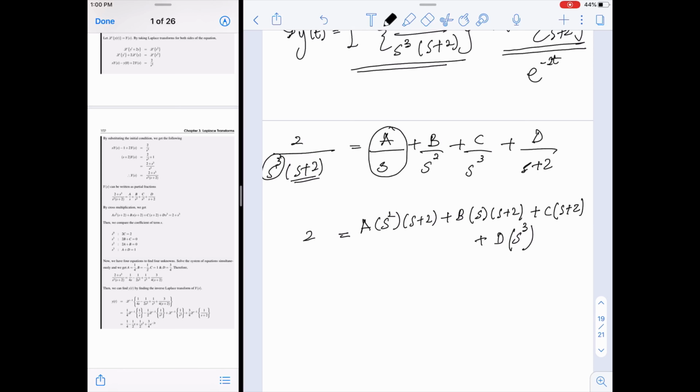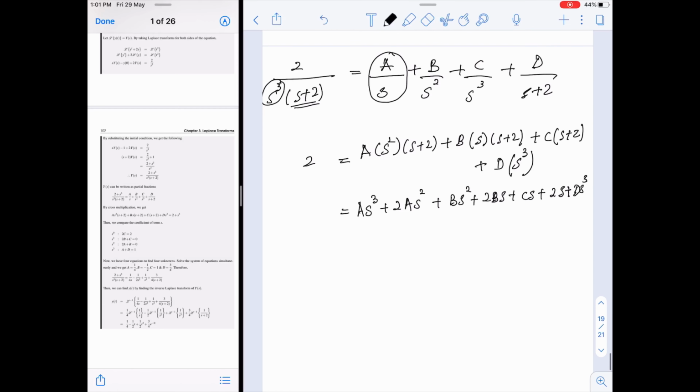What we need to do is expand one by one so that you will see very clearly in order to match with the left hand side. So you will have As cubed plus 2As squared plus Bs squared plus 2Bs plus Cs plus 2C and then plus Ds cubed.